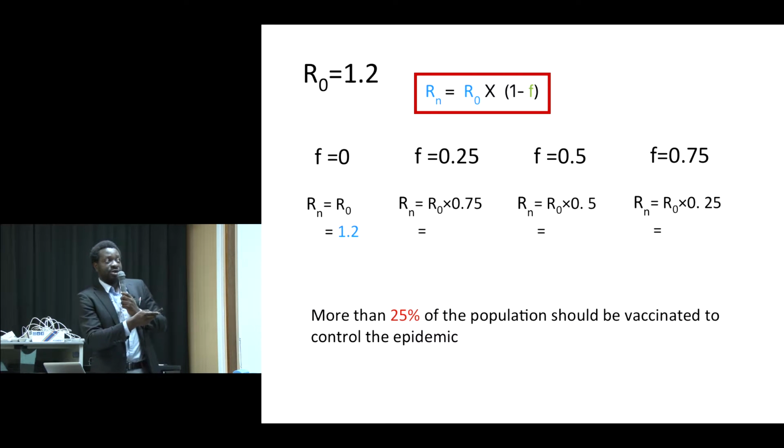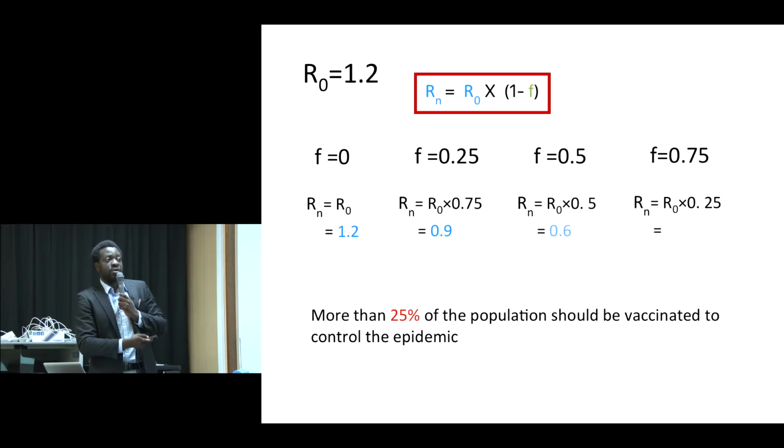Let's take a very small R naught. Here, it's 1.2. With 1.2, if no one is vaccinated, F is 0, it can contaminate 1.2 persons. That means that the infection can go on. But if we vaccinate 25% of people, our effective reproduction number becomes less than 1.